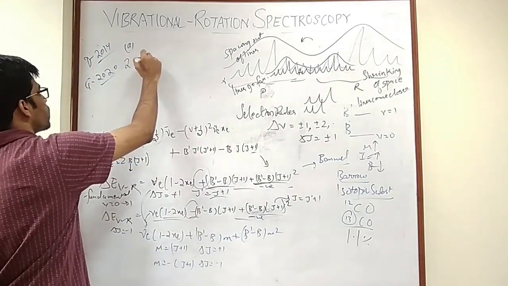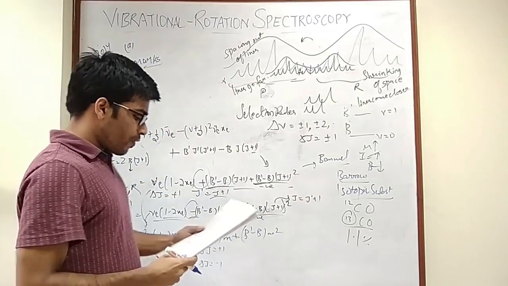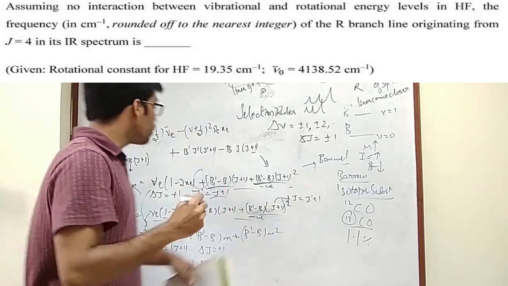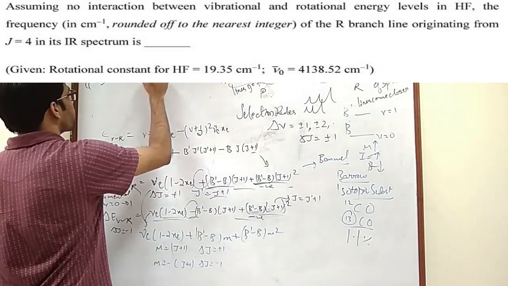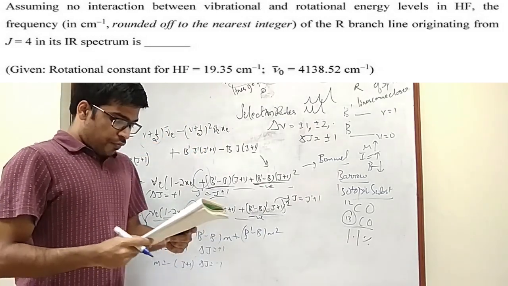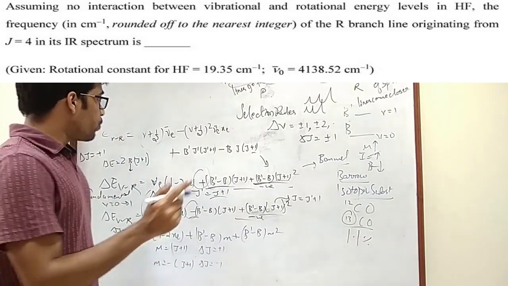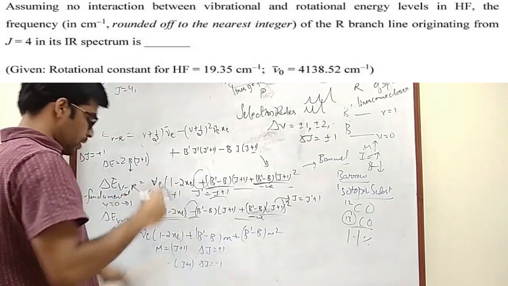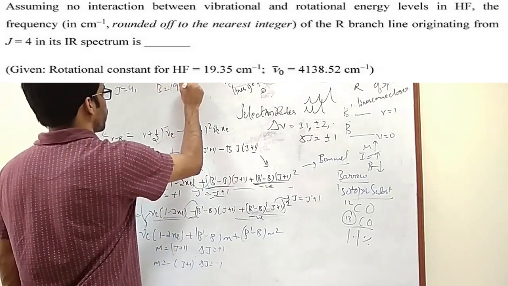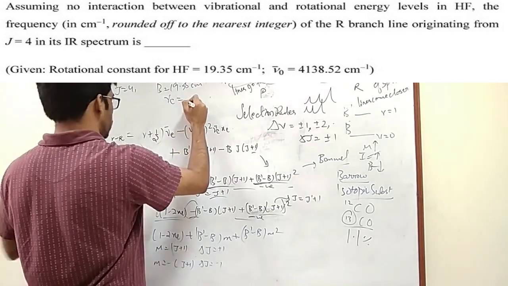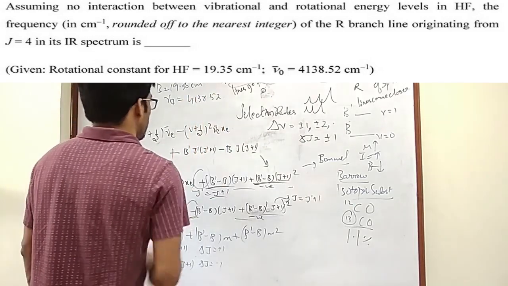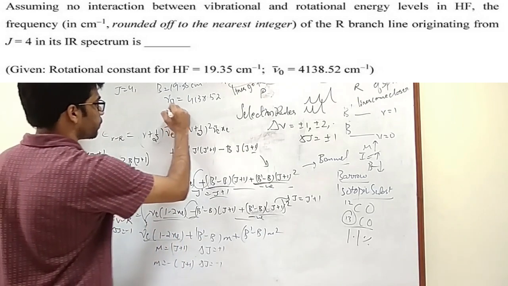This was a 2 marks question, and the question says, assuming no interaction between vibration and rotation energy levels in HF, so the molecule is HF diatomic, the frequency of the R branch line originating from J equal to 4 in the IR spectra is, now they have given B equals 19.35 and they have given you the fundamental ν0 equals 4138.52. Now this is actually this entire thing.